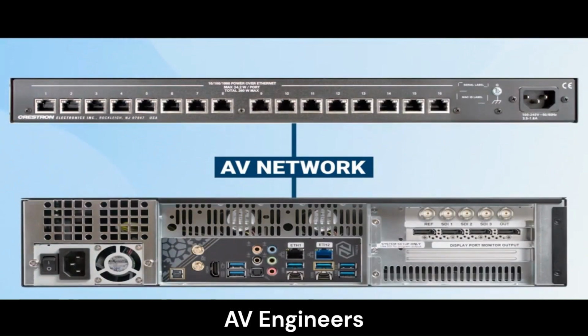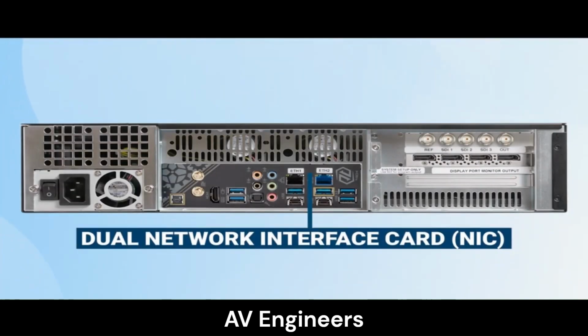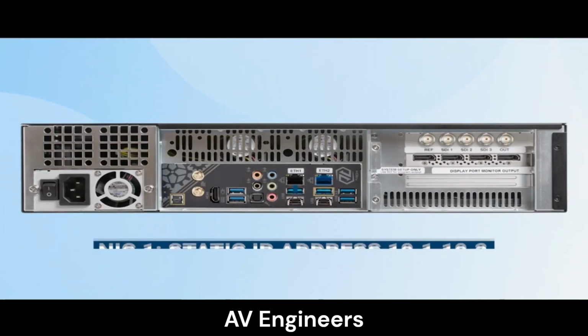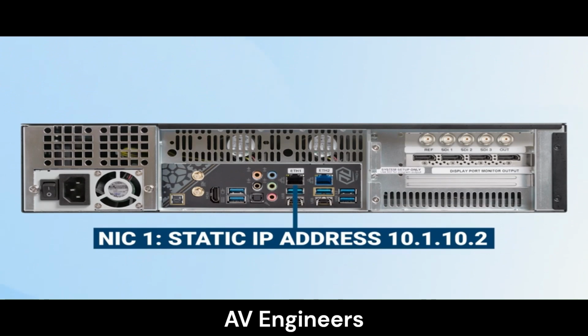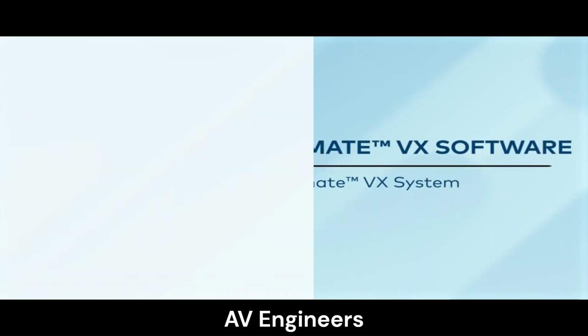Automate VX must be connected to your AV network in order to operate. The VX system should be on the same subnet as the cameras, microphones, DSP, and control processor for your room. It is recommended that the Automate VX should not be connected to the internet and should be kept on a local AV network separate from the corporate network. The system ships with 2 NICs. NIC 1 ships with a static IP address of 10.1.10.2, and NIC 2 is set for DHCP by default.